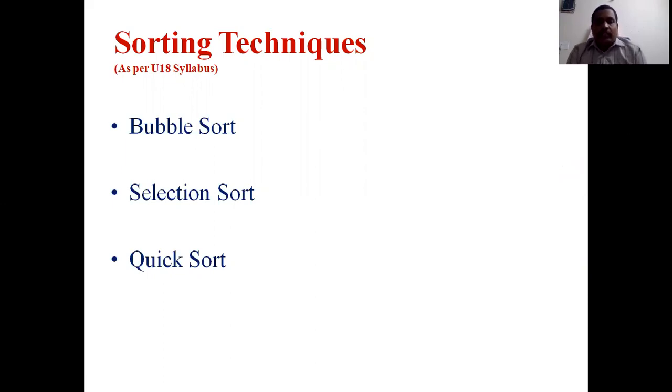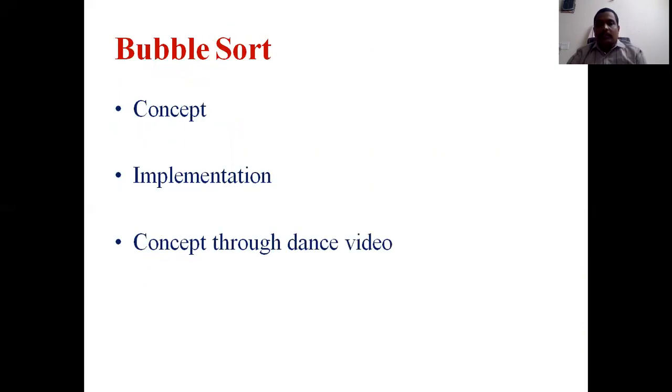In the third unit, we have three sorting techniques: bubble sort, selection sort, and quick sort. In data structures, there are many sorting algorithms, like insertion sort, merge sort, and many more. But as per our U18 syllabus, we have three sorting techniques. Today we are going to discuss bubble sort.